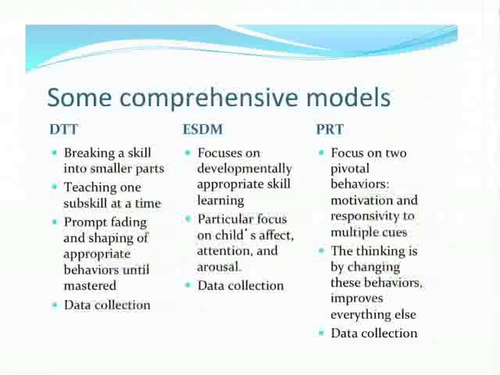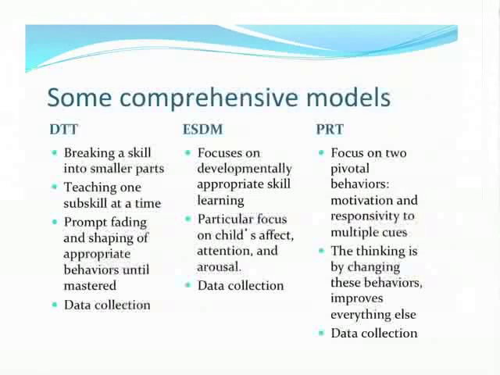The reason for moving discrete trial training from the university-based setting, where it was originally developed, into the home, was because of the notion of generalization. We've known for a long time that many individuals with autism, when a skill is developed, it's hard for them to translate that skill to other settings. And that's what drove the development of some of these other comprehensive models, things like the Early Start Denver model or pivotal response training, or PRT.